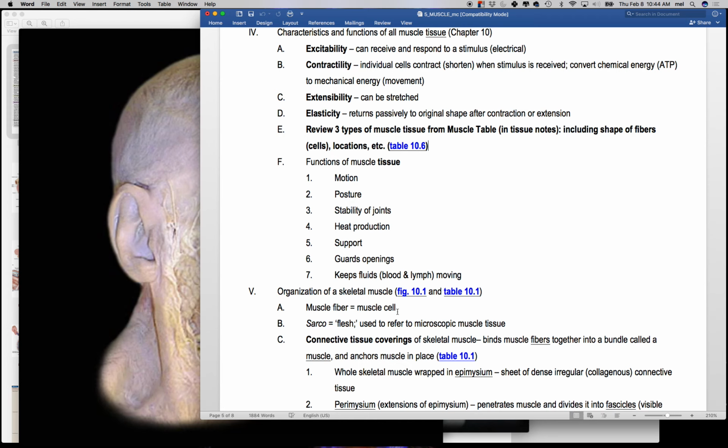Okay, guarding openings, your sphincters guard your openings. And then the other thing that your muscle does for you is keeps your fluids moving. And I know we think of the heart as keeping blood moving, and of course it does, right? But in addition to the heart, skeletal muscle also keeps your fluid moving.